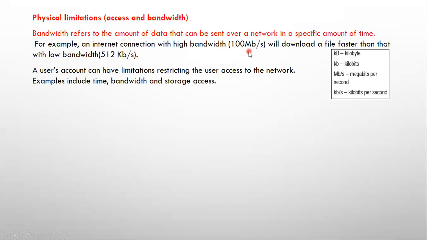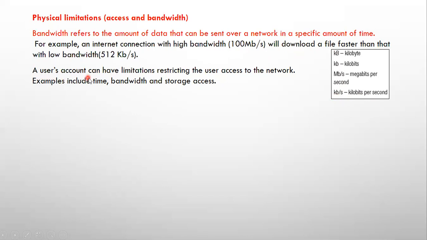Now, please note, when it's a small b, it's referred to as a bit. If it's a capital letter B, it's a byte. So that is a kilobyte. Capital letter B, that's a byte. Small b, bit, kilobit. And generally, speed is measured in bits per second. This is megabits per second. This is kilobits per second. So small b refers to a bit and a capital letter B, a byte.